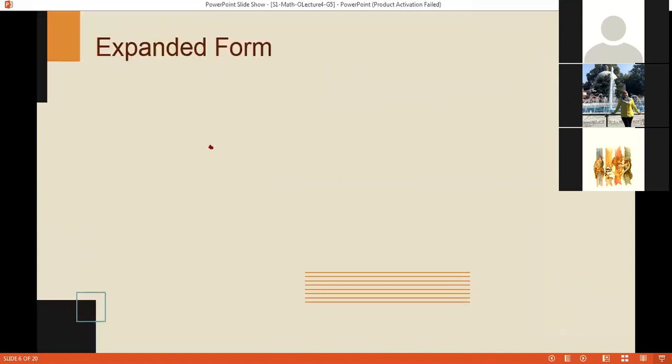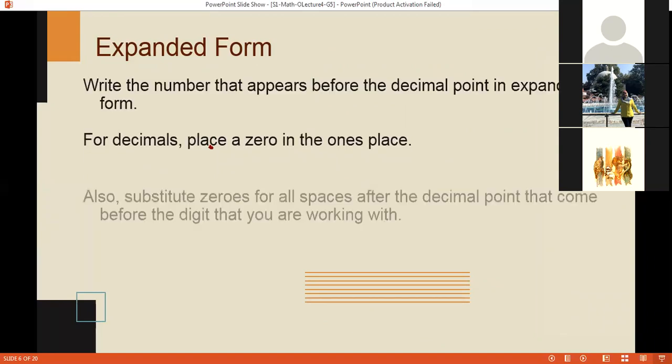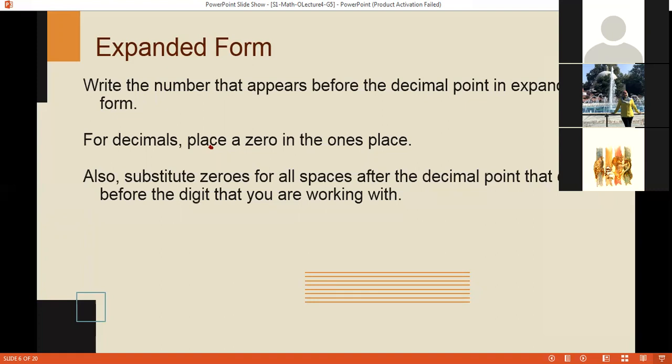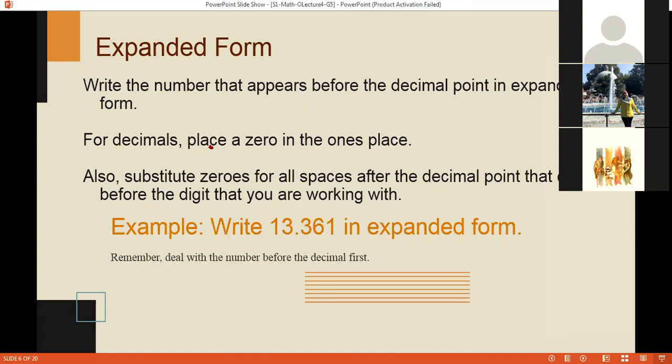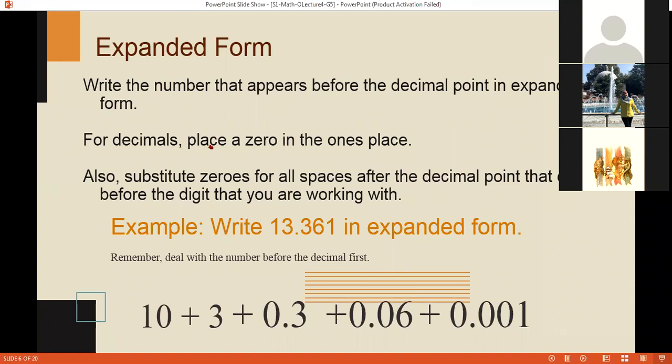Then we learned the expanded form of the decimal number, and we said that the steps are: you start by writing the whole number, then whenever you reach the decimal part, you start placing the zeros. So 0.5, for example, plus 0.03 plus 0.002. If we have here 13.361, it's 10 plus 3 because it's the whole part, plus 0.3 because it's the tenths, plus 0.06, it's in the hundredths, plus 0.001 because it's in the thousandths.